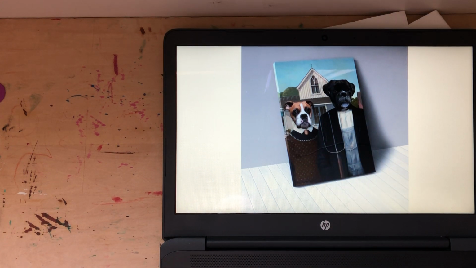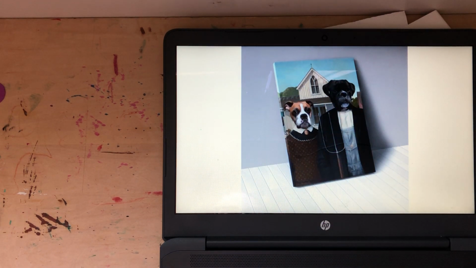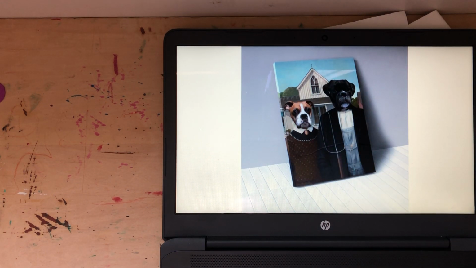Again, really focus on getting that house in the background, and just spend some time observing the actual American Gothic painting and seeing how close you can get to the way it's set up.